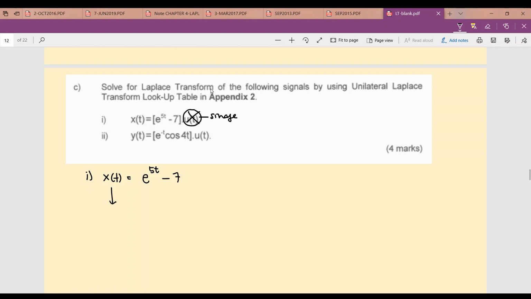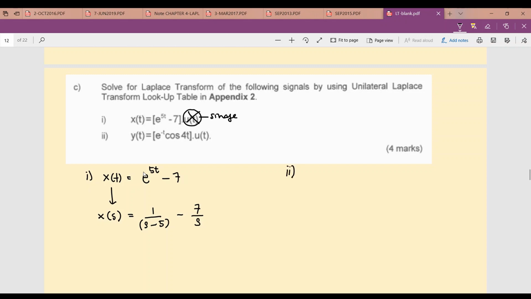So for this one, its X(s) is equal to, if we look at the front here, the function multiplied by the exponent is equal to 1. 1 is a constant, and a constant is 1 over s. When it is 1 over s, the s will be shifted by 5t. So it becomes 1 over s minus 5. Its sign will change. If you refer to the table, the sign is reversed. Okay, minus 7 is also a constant. So, okay, this is the answer for number 1.